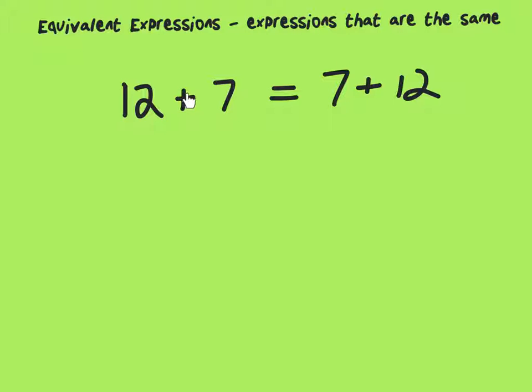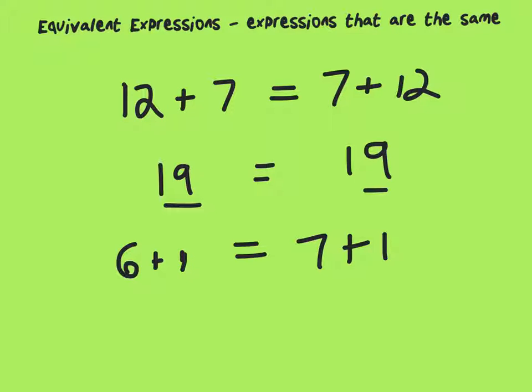So here I have equivalent expressions. I have 12 plus 7 on one side of my equal sign, and on the other side I have 7 plus 12. To find out if these are equivalent, or to prove that these are equivalent, we're going to solve them. On the left side I have 12 plus 7, which is equal to 19. And on the right side I have 7 plus 12, which again is equal to 19. So we can see that these are equivalent expressions because each side is the same.